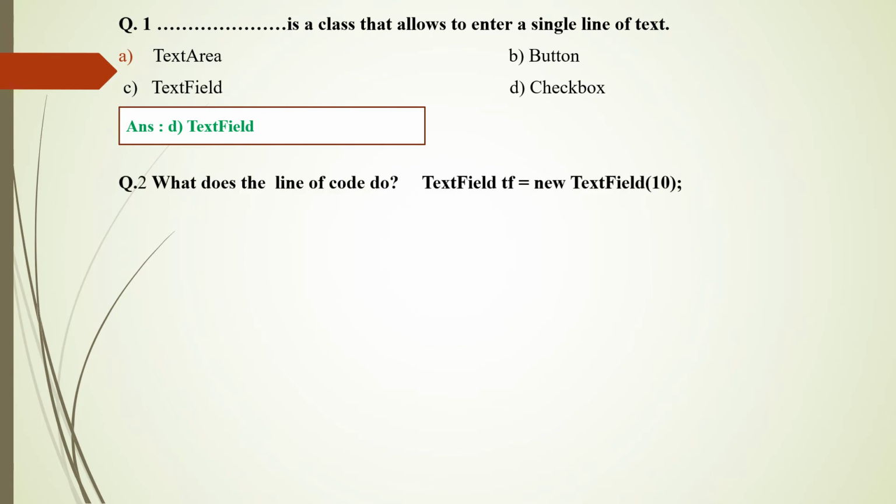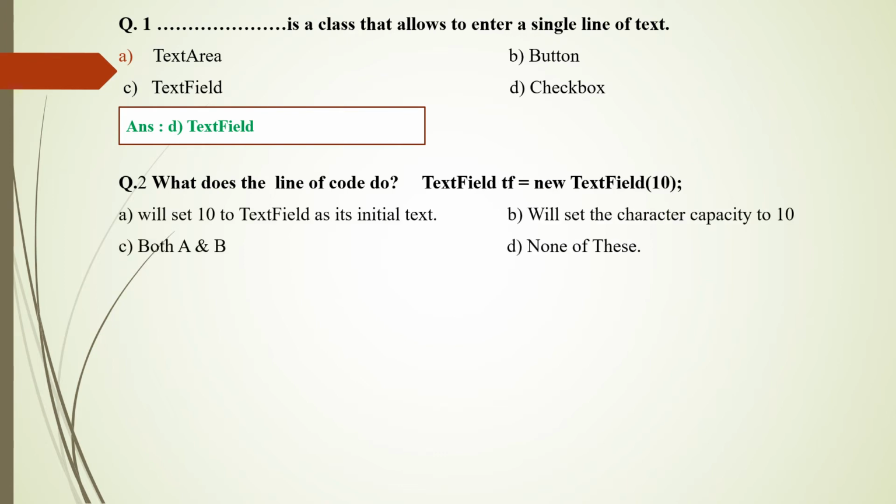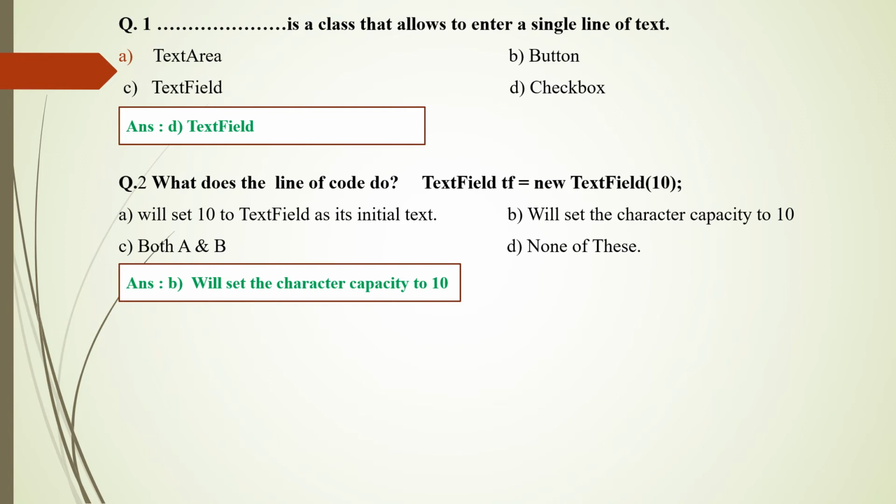Next question, what does the line of code do? TextField tf = new TextField(10). So this is one constructor of TextField, tf is the name of the object, and in the TextField constructor the value passed is 10. The options are: will set 10 to the text field as its initial text; second option, will set the character capacity to 10; third option, both A and B; and last option, none of these. So the answer of this question is option B, will set the character capacity to 10.